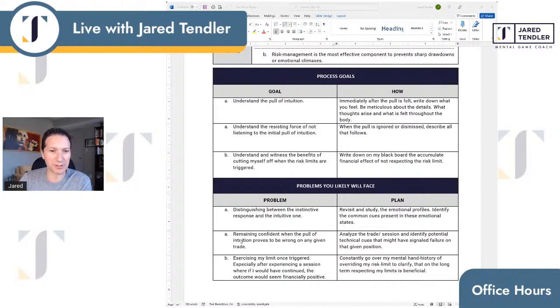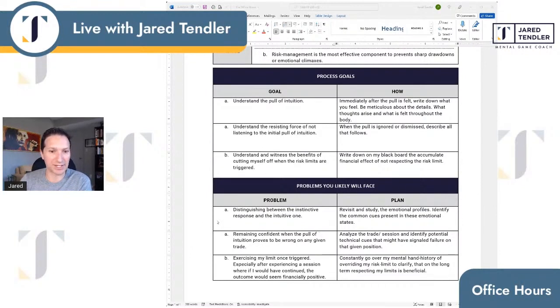Remaining confident when the pull of intuition proves to be wrong on any given trade, right? And so the way to correct that is to analyze the trade session and identify potential technical cues that might have signaled failure on that given position. Sure, okay, that makes sense. For me, again, given the trend of kind of covering over issues, if you lose confidence because your intuition is wrong, that might suggest a little bit of either weakness in your confidence or weakness in your belief and kind of integrity in your understanding of what that intuition is. So again, I don't want that issue to get covered over and blocked out by just thinking about sort of the potential downsides of making that mistake, right?